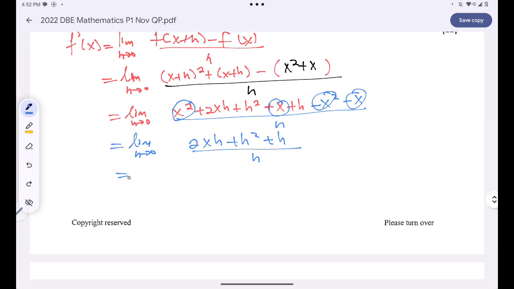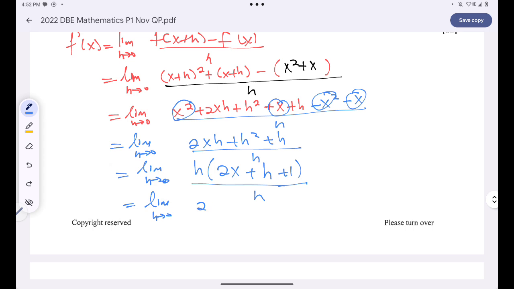And then now I can just take out a common factor of h. Whenever I do that, I'll be left with 2x plus h plus 1 all over h. All right, together. So this will leave me with limit as h approaches 0, 2x plus h plus 1. So now I'm supposed to substitute 0 because I no longer have h at the denominator.